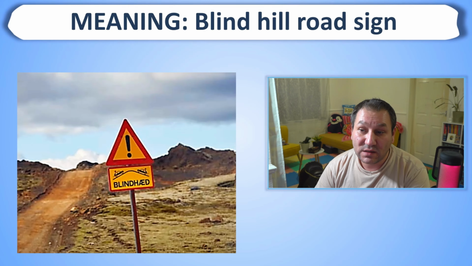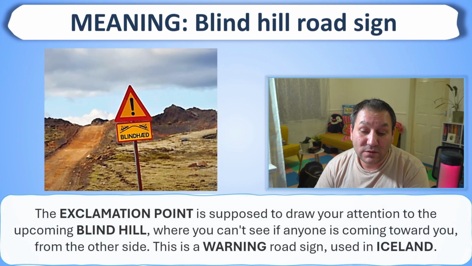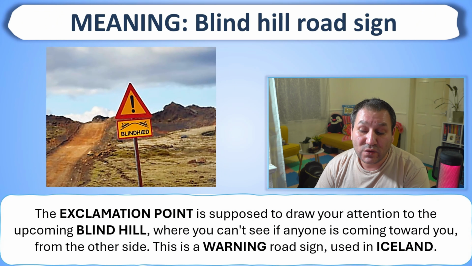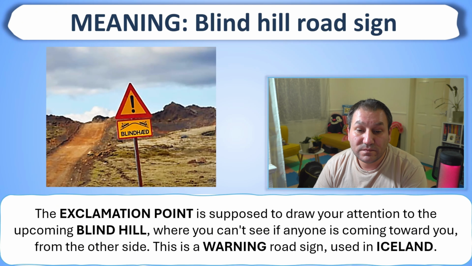Meaning blind hill road sign. The exclamation point is supposed to draw your attention to the upcoming blind hill, but you can't see if anyone is coming toward you from the other side. This is a warning road sign used in Iceland. 9.